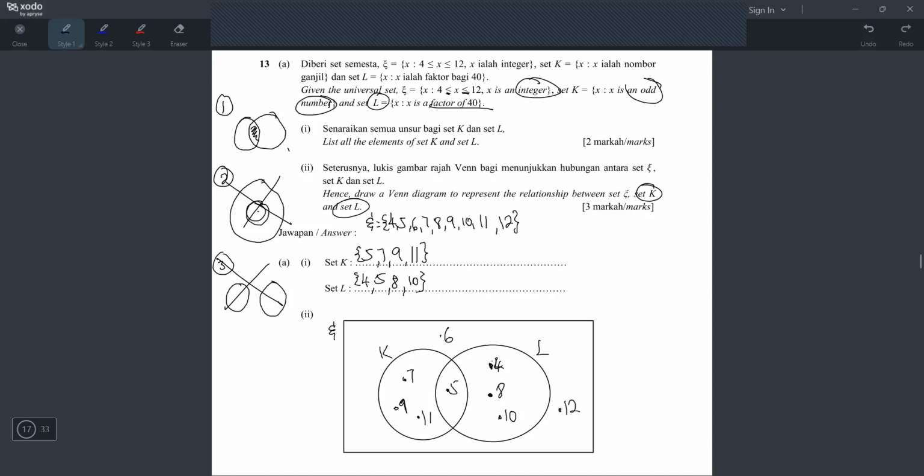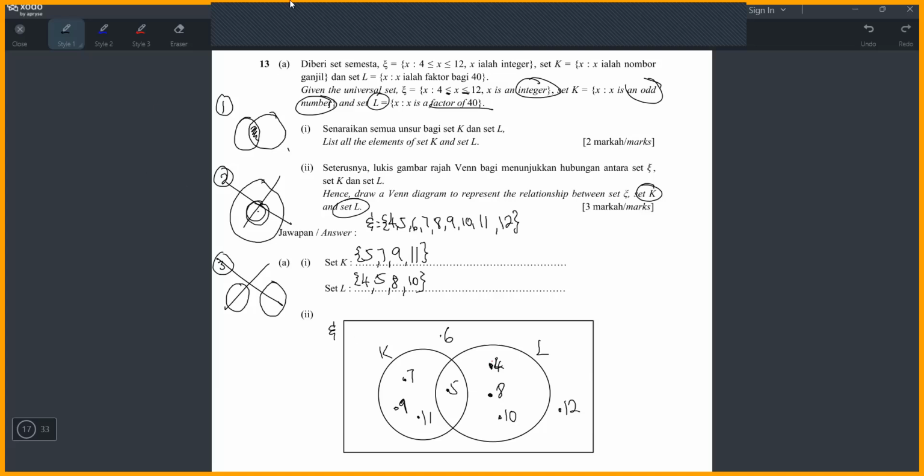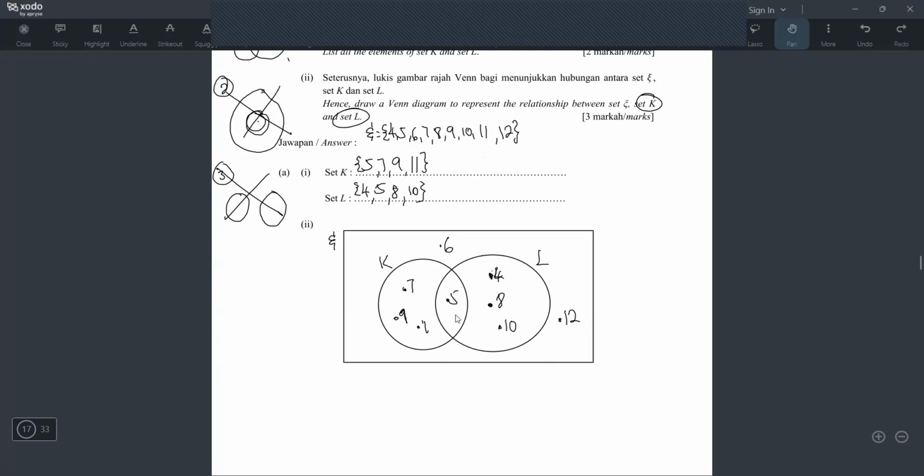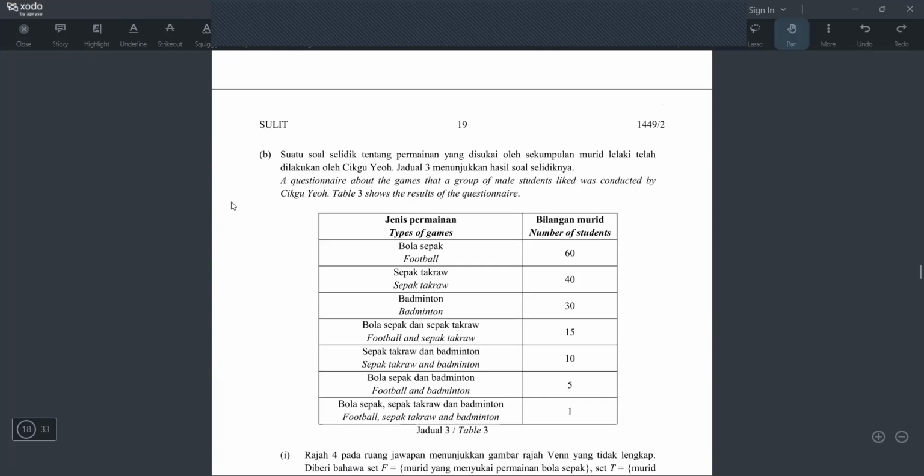Let me just check quickly with the schema. The schema also does it like this, but the schema makes a slight mistake. Wait, this one is 1, right? The schema is wrong because they put 1 here. It's supposed to be 12. So don't follow the schema, just follow this one. Alright, done?